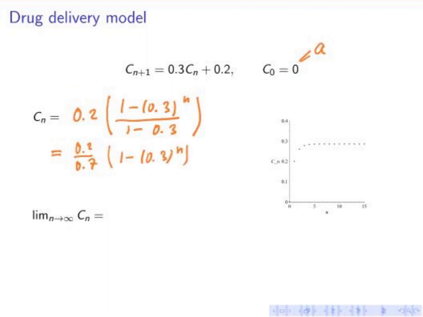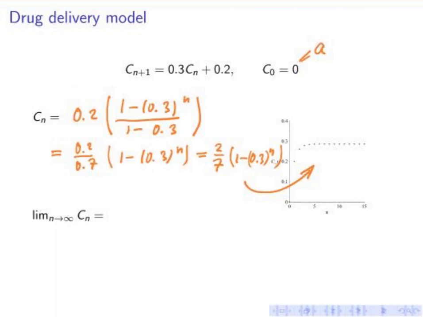And then this is the same as 2/7 times (1 minus 0.3 to the n). So we get a wonderful formula for the drug concentration, and this is in fact what describes the curve. This is the same curve as I showed before.